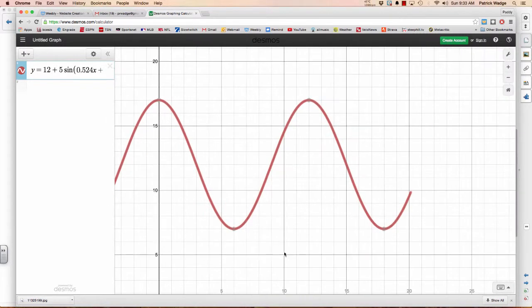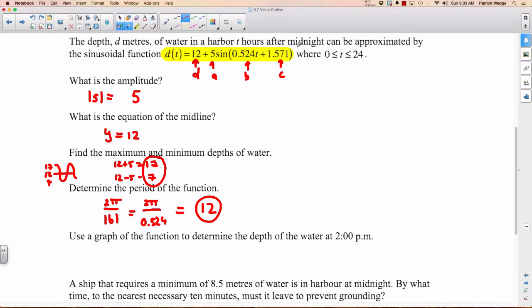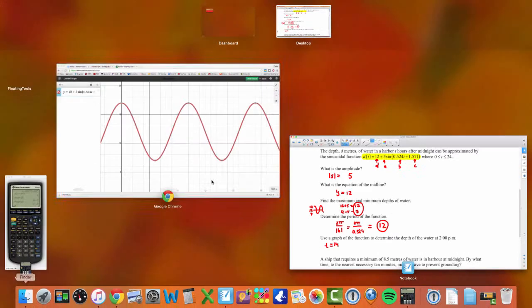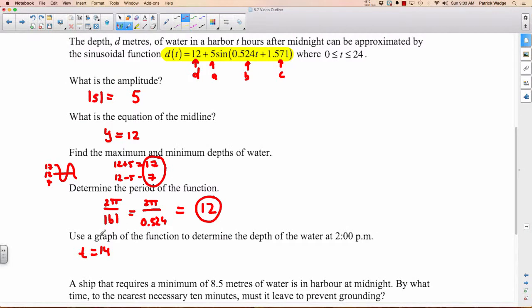It's nice. And we're interested in the water depth at 2 o'clock p.m. Remember, time is number of hours after midnight. How many hours after midnight is 2 o'clock p.m.? Well, noon is 12 hours after midnight, and this is another 2, so it's 14. The t value is 14. So we'll go to Desmos and we'll put x equals 14. There's where it crosses, and that's 14.475. Let's call it 14.5. So 14.5 meters.